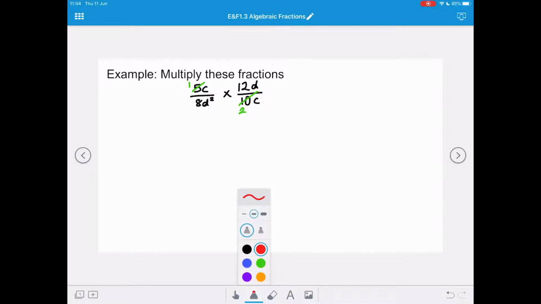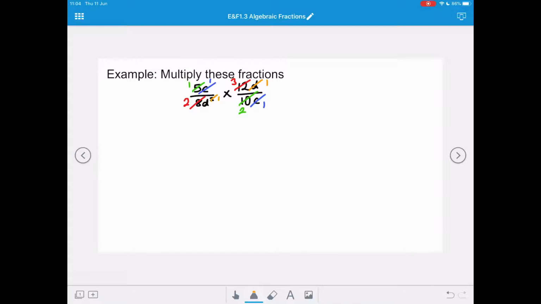Now we're going to look at the 8 and the 12. They have a common factor of 4. So we can say that there are two 4s in the 8 on the denominator and three 4s in the 12 on the numerator. Now let's look at the variables. The c on the numerator, and there's a c on the denominator, so they're going to cancel each other out. And then we've got a d on the numerator and a d squared on the denominator, so we can cancel one of the d's as part of the d squared and make that d to the power of 1 and cancel the d on the numerator.